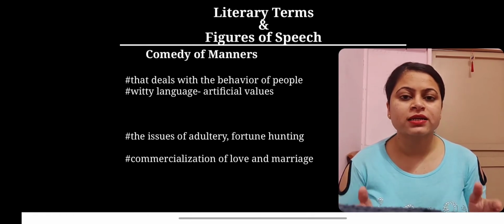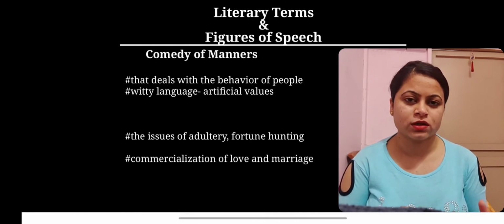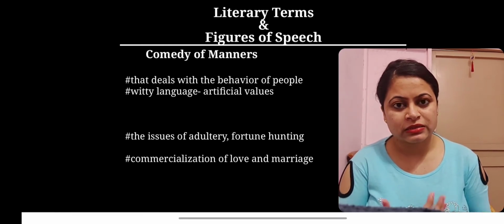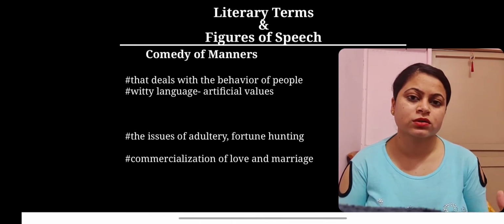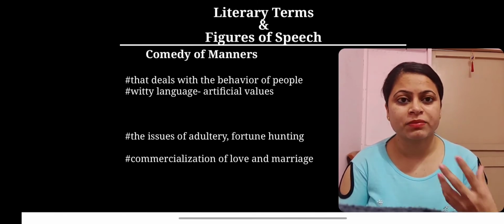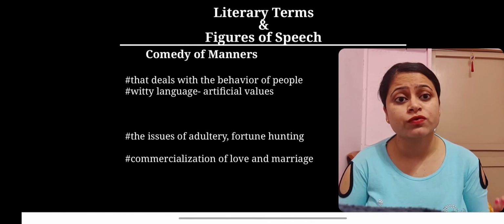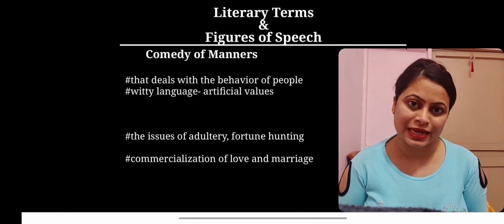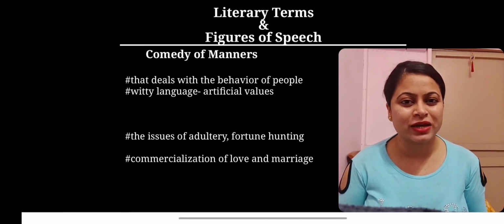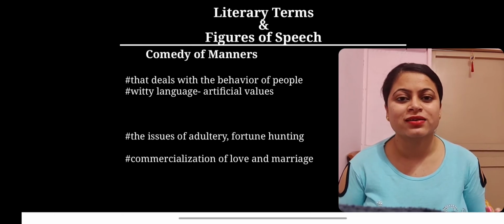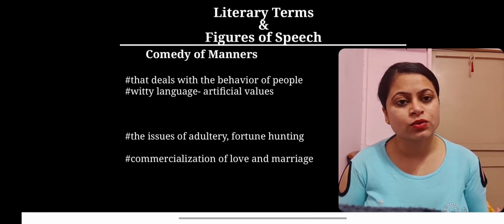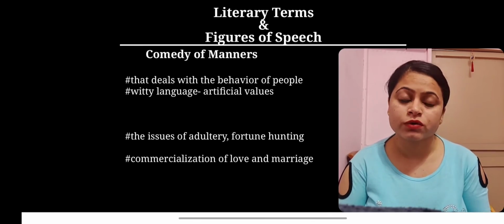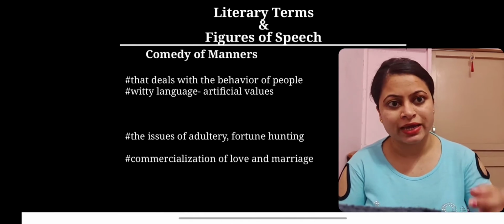In this way, comedy of manners is well suited to expose the hypocrisies or the superficial values of the upper class society. And how they do it: all these hypocrisies or vanities are satirized by the dramatists by foregrounding or exposing the issues of adultery, fortune hunting, and the commercialization of love and marriage, as it was in vogue at that time. It was in trend at that time, just like a mercenary venture. Love was not as sacred, or marriage was not that serious an affair. So all these manners and artificialities were highlighted and exposed in this genre of drama, in this type of comedy, which is comedy of manners.